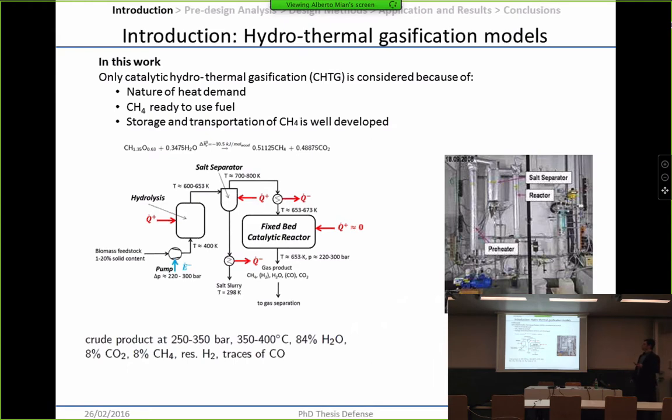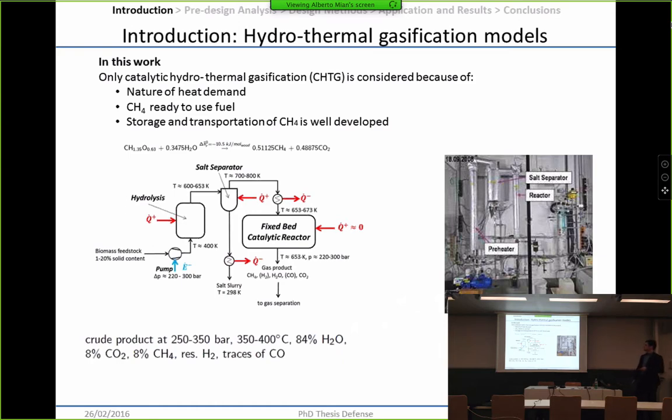Why did I choose this? There are also other types of gasification, but I chose in particular this type for three main reasons. First of all, this type of gasification has a heat demand which is at relatively low temperature, which means that if we do the energy balance, considering this control volume, we see that we have to provide some external energy in order to satisfy the process requirements. In this case, the requirements are at relatively low temperature. We talk about heat at 380, 400 degrees. So this was the first reason.